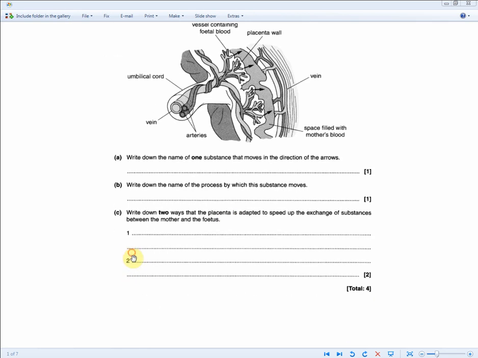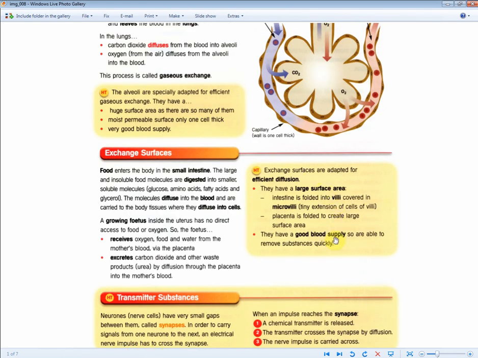So going on to the next question, write down two ways that the placenta is adapted to speed up the exchange of substances between the mother and the fetus. So for two marks, state two points. And when reading this question, an alarm bell should ring, because you know that you've already seen this type of question. What they're asking for is basically this area here, where you write down a large surface area and a good blood supply. So these two will get you the two marks.